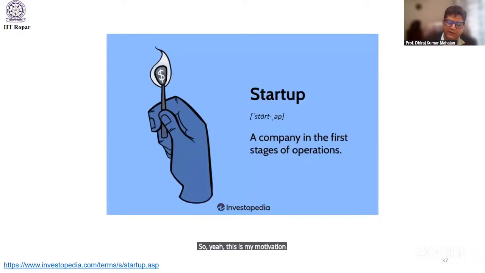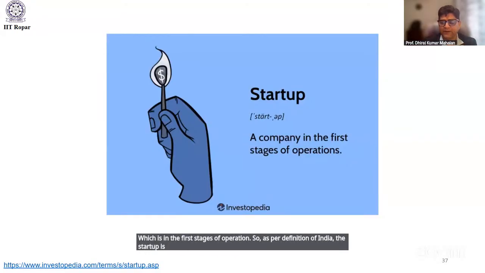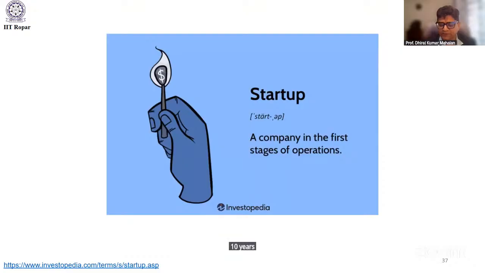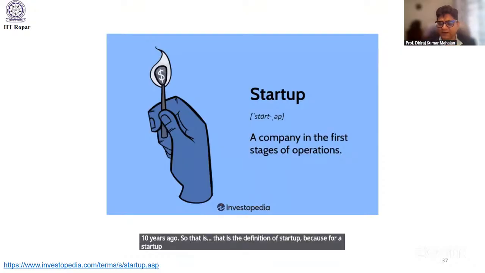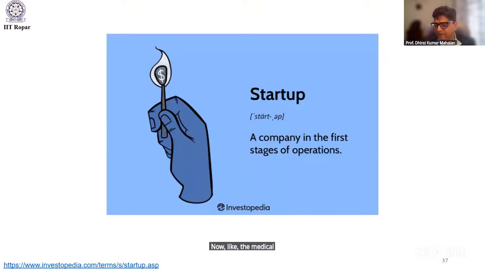So what is a startup? A company which is in the first stages of operation. As per the definition of India, a startup is like a 10-year-old company, a company that was registered not more than 10 years ago. That is the definition of a startup, because for a startup to come to market, a medical devices startup can easily take 5-6 years, and also a lot of funds.